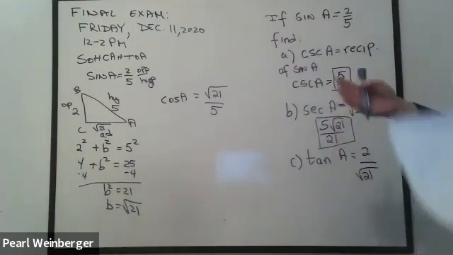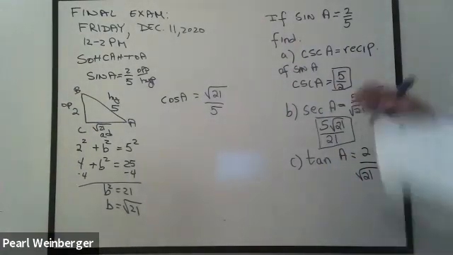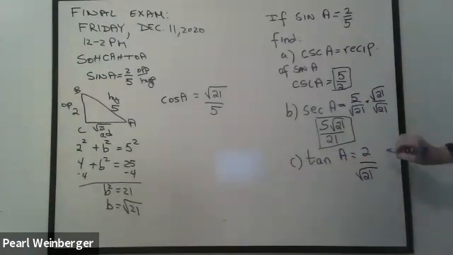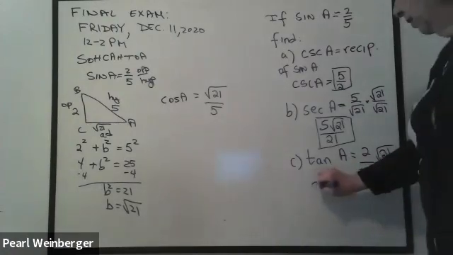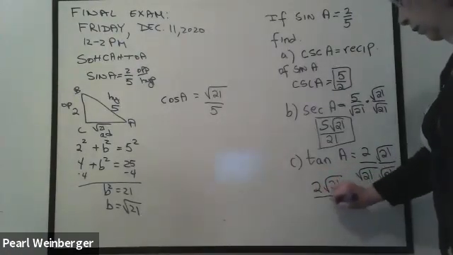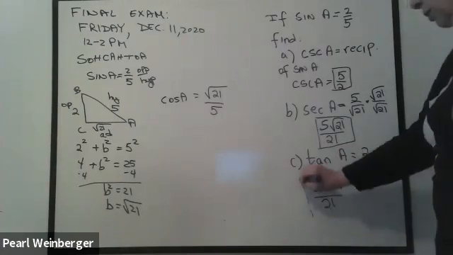Notice if they had asked me for the cotangent, I would have then flipped this and done the square root of 21 over 2. But they didn't. They asked me just for the tangent. But again, I have the same problem where I have a radical in the denominator. So I have to rationalize it by multiplying by radical 21 over radical 21. So my final answer becomes 2 radical 21 over 21. And that would be the answer to part C.